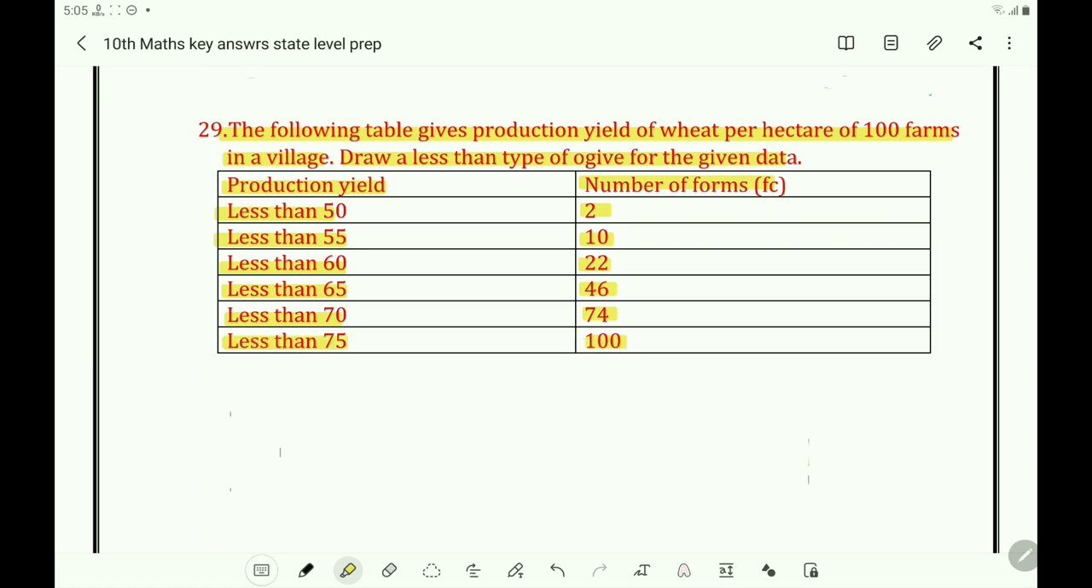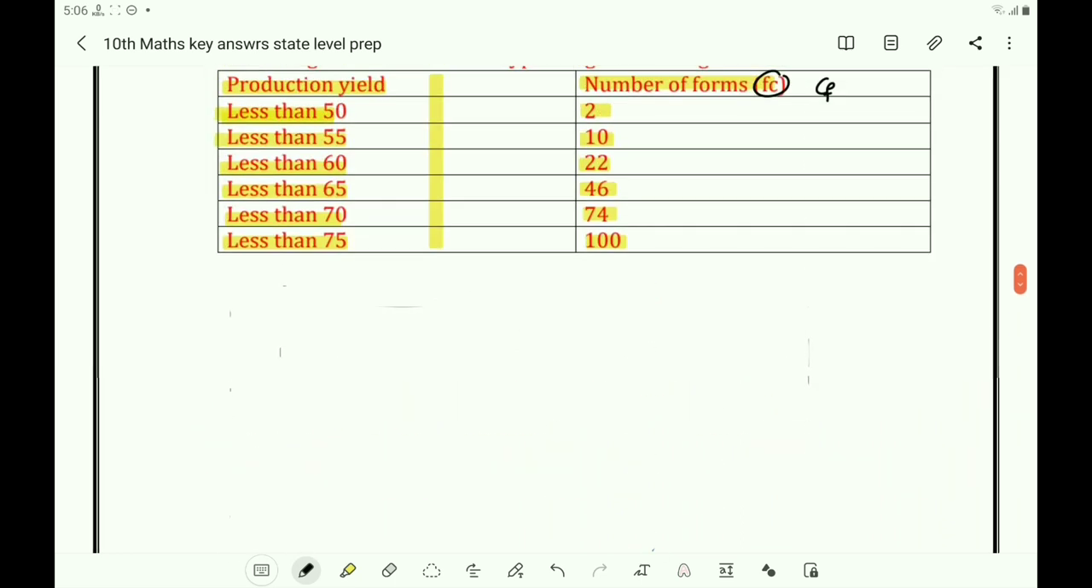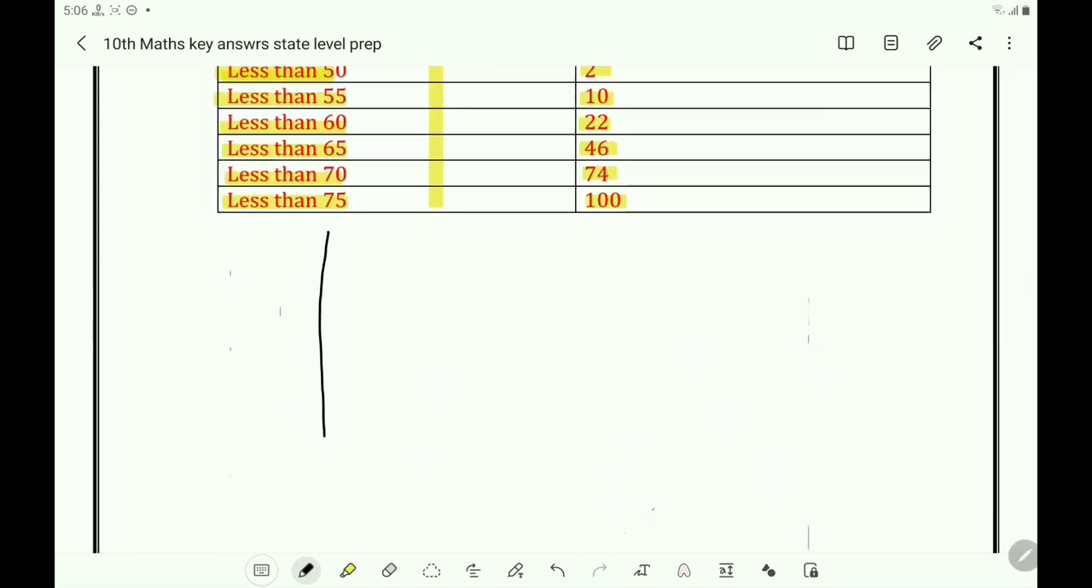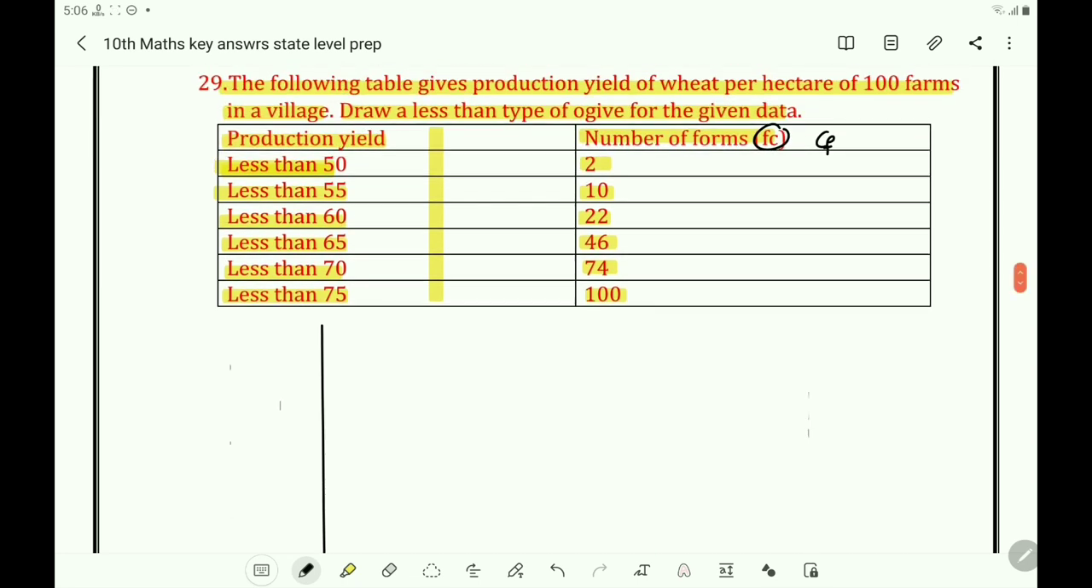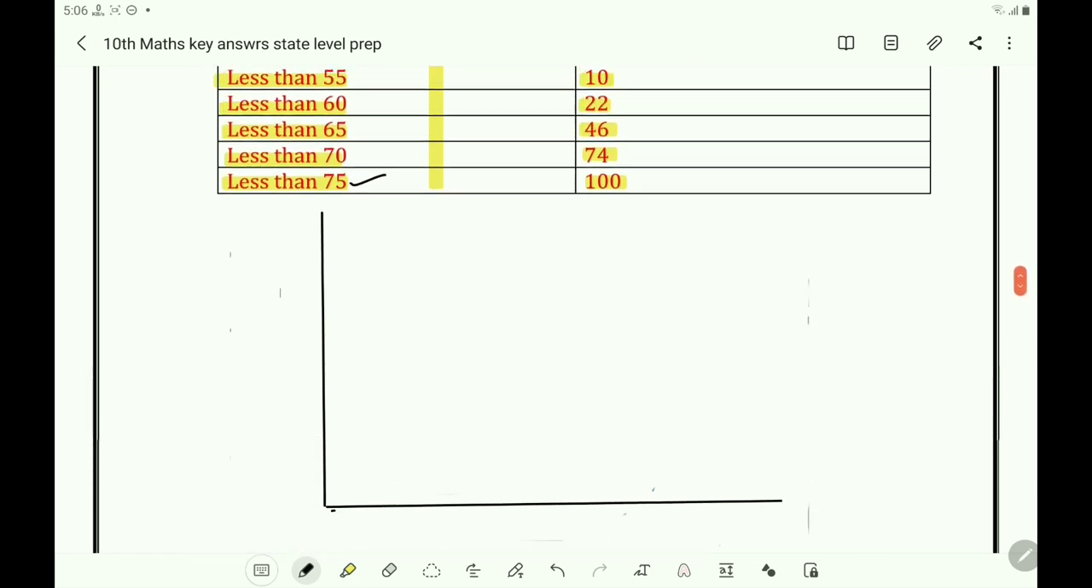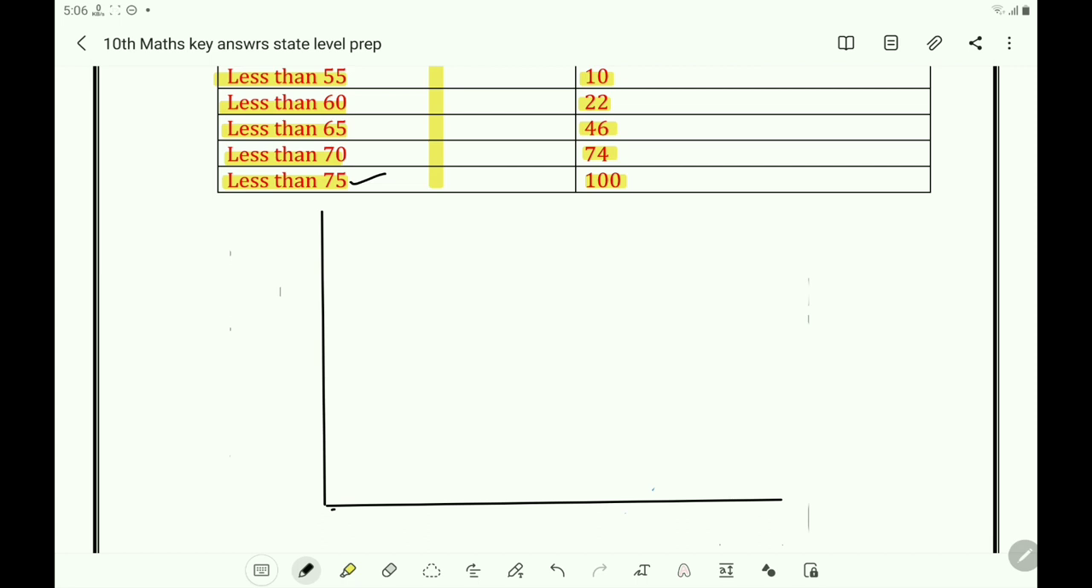Here already the less than type distribution is given, the class interval is not given, only directly less than is given. So these are cumulative frequencies. CF is given. Directly draw the ogive, which is the less than type ogive. How will you draw the ogive? Here have the y-axis and x-axis. So it starts from 50 and ends at 75. So 5, 5 you can take. So directly it is 55.